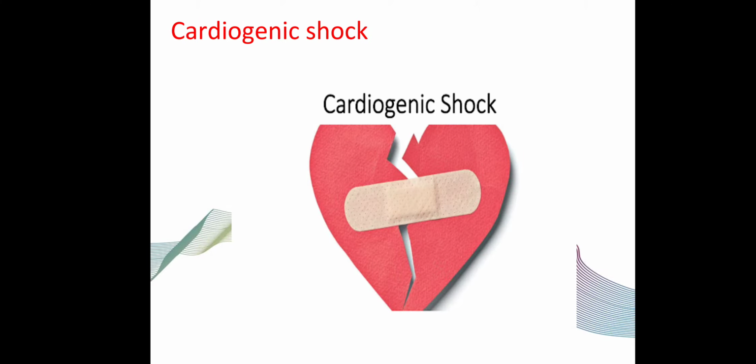Coming to the next, that is cardiogenic shock. As the name itself suggests, here the tissue is not receiving enough perfusion due to some pathology in the heart. Again, the etiology can be anything. It can be myocardial infarction, congestive heart failure, arrhythmia, or anything due to which the heart is unable to pump enough blood. That condition will lead to cardiogenic shock.